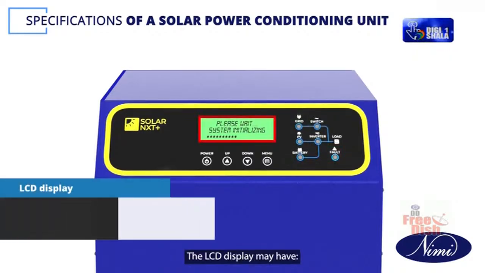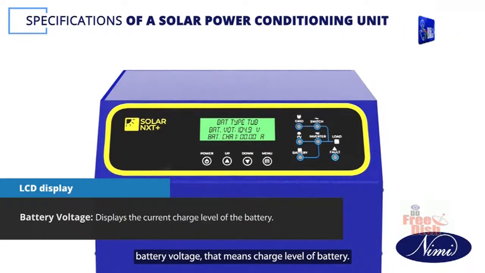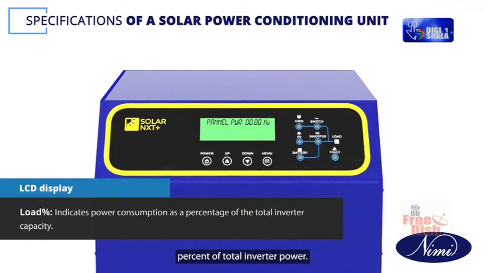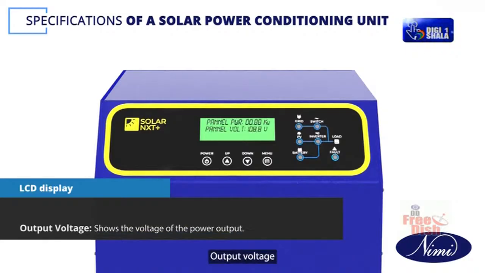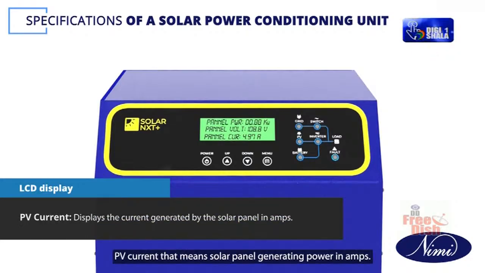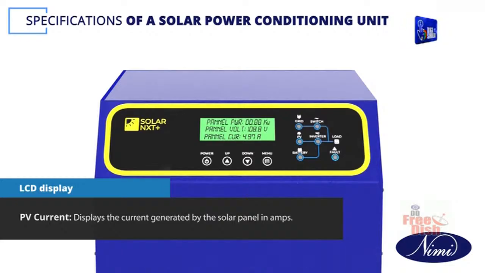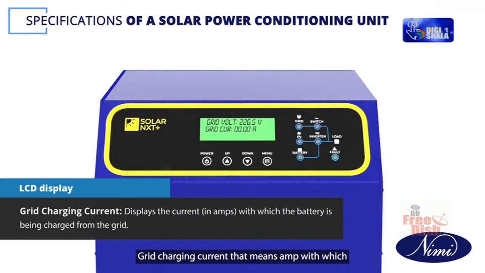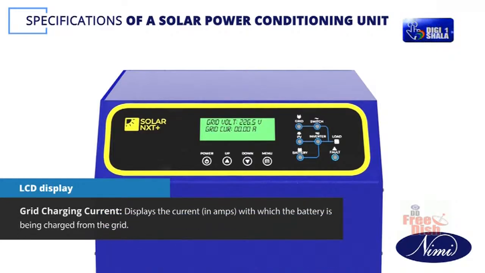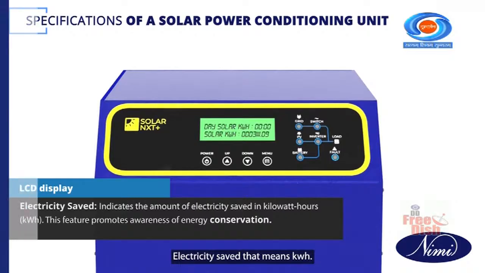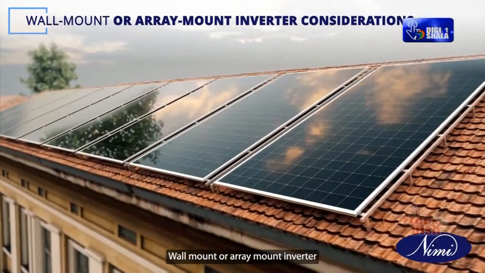The LCD display may have battery voltage, that means charge level of battery. Load percent, that means power consumption as a percent of total inverter power. Output voltage. PV voltage, that means solar panel generating voltage. PV current, that means solar panel generating power in amps. Grid voltage, that means utility grid voltage level. Grid charging current, that means amp with which battery is being charged. Electricity saved, that means kWh. Wall mount or array mount inverter.